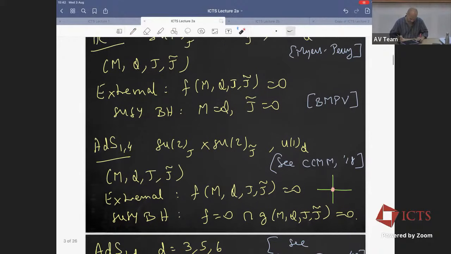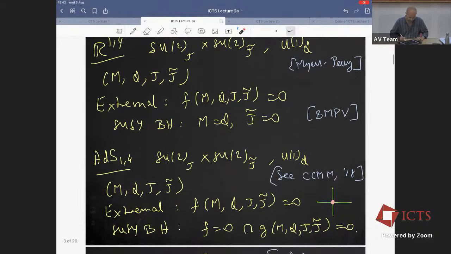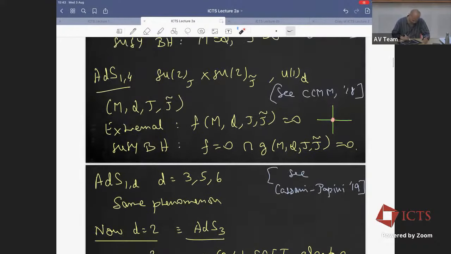So the one technical difference between AdS and flat space is that this equation is a little bit more intricate. It's more nonlinear. Here there's something simple. Now let's do AdS4, AdS6, and AdS7. So that was AdS5.